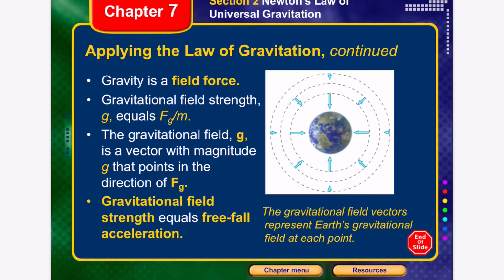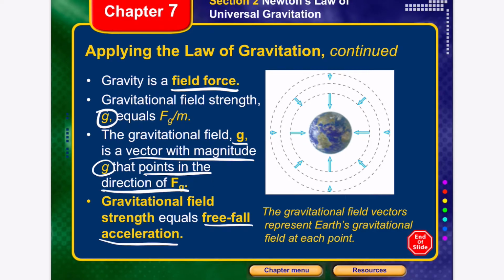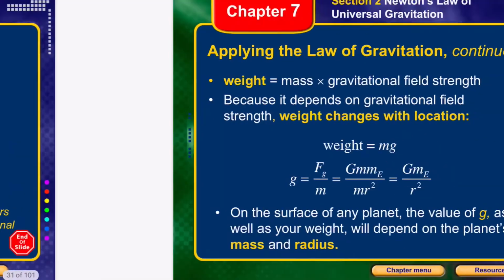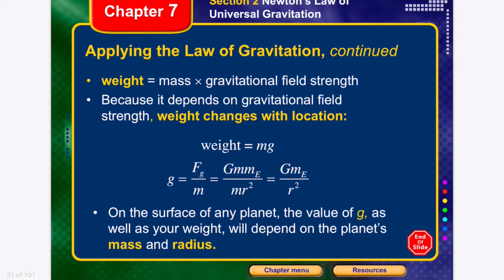Now, how do you apply the law of gravitation? Gravity is generally called a field force, which means that it doesn't need any physical contact for the force to apply. Now, the gravitational field strength g is given as Fg by m. So the gravitational field g is a vector with magnitude g that points in the direction of the gravitational force. The gravitational field strength is also generally equal to the free fall acceleration, which is on average about 9.81 meter per second square.